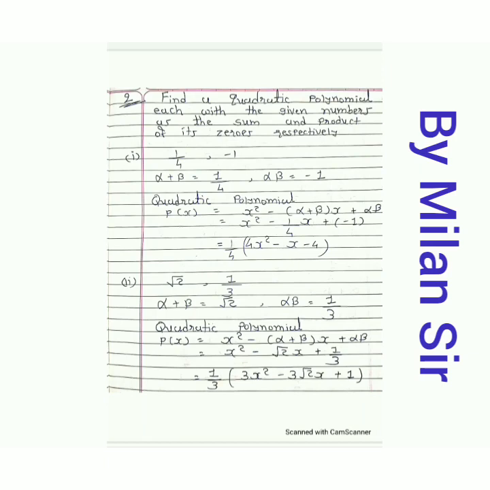We already learned one formula for the quadratic polynomial. It is x square minus (alpha plus beta) into x plus alpha into beta. Here you only need to put the value of alpha plus beta and alpha into beta. Rest of the things is as it is. So our first term x square is as it is, minus sign as it is, value of alpha plus beta 1 by 4, again x as it is, and value of alpha into beta minus 1. You can write up to this step even.